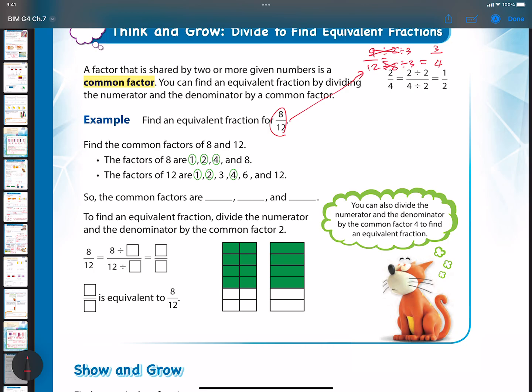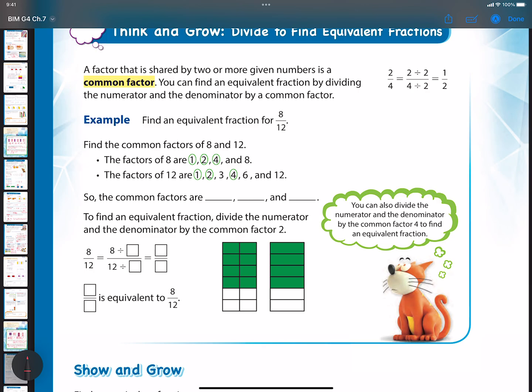And if you want to check, you can do the opposite way. So 3 times 3 is what? 9. 4 times 3 is what? 12. So they are equal, the equivalent fraction. That's how you check if you did it right or wrong. All right, now let's move on. That was just an example from me, but we are going to practice more with this textbook.